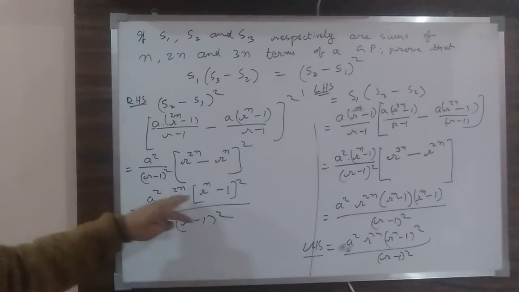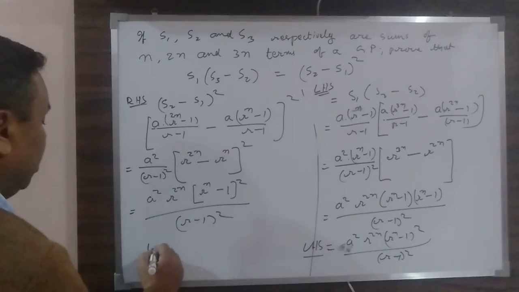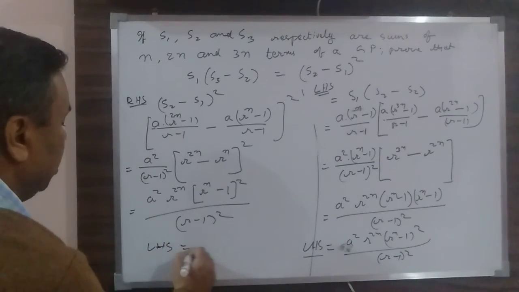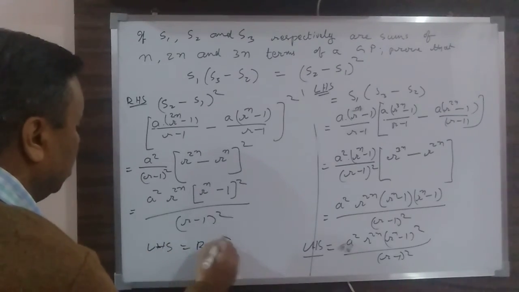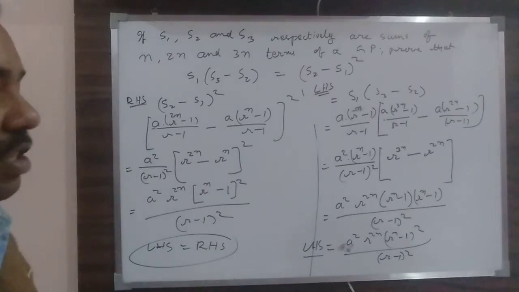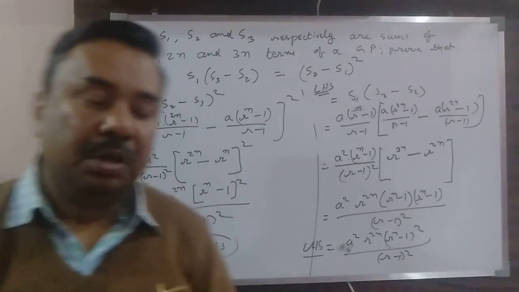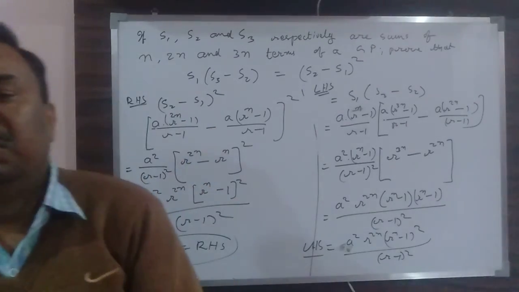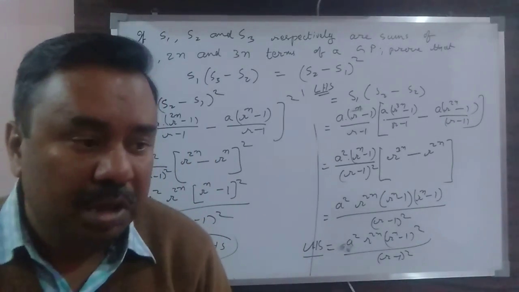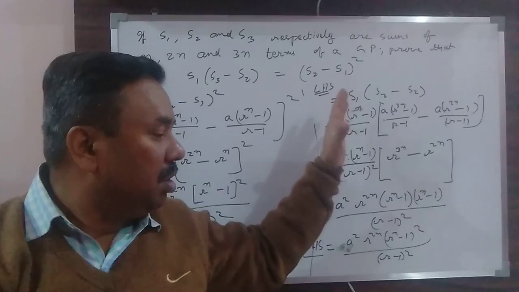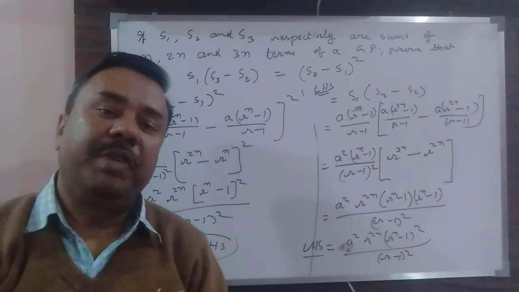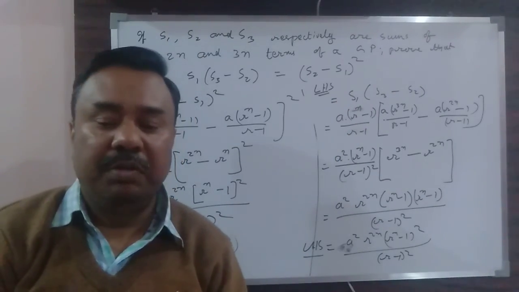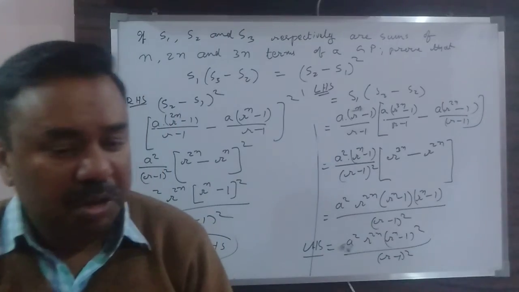And now you see your left hand side is equal to the right hand side. So your formula is proved. So this is how you can use the formula for geometric progression. You can prove the equations, you can find out the numbers, you can do all of that.